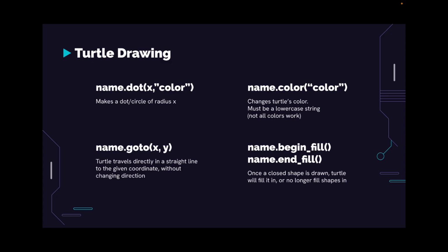Name.goto(x, y), we mentioned this one earlier. This one causes the turtle to travel in a straight line. The reason we're mentioning it here again is because it can also be used to move the turtle without drawing when used with our pen up and pen down functions, which is a slightly different purpose than just your regular goto. And we also have name.begin_fill and end_fill. You can put these statements before and after you draw a closed shape with your turtle, and that shape will be filled in with color.